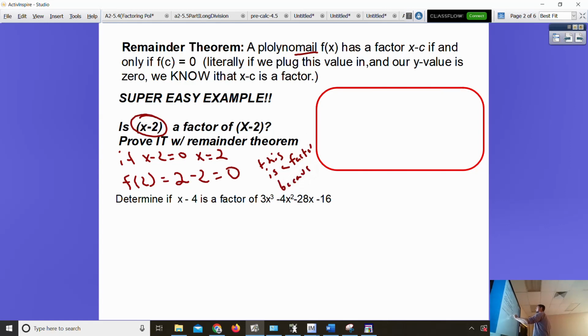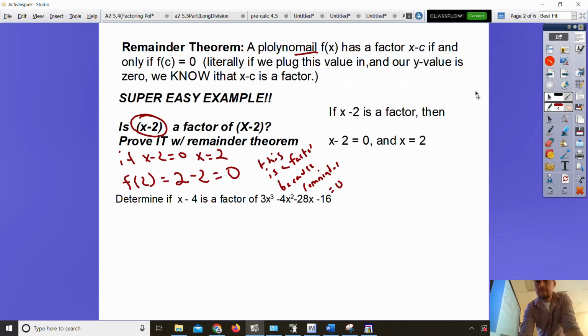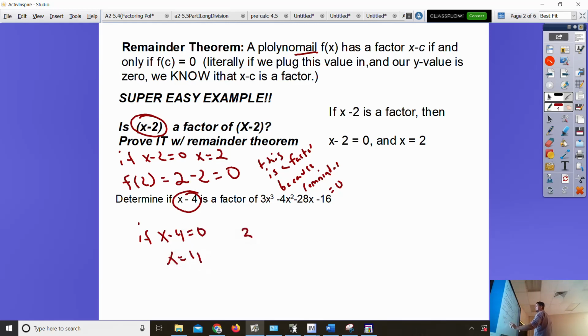Because the remainder is equal to 0. I wonder what I've got in this little box over here. Oh, okay, so exactly what I wrote out already. Determine if x minus 4 is a factor of 3x cubed minus 4x squared minus 28x minus 16. So I start here. If x minus 4 is a factor, then it equals 0. X is 4. Everywhere I see an x, I become a 4.